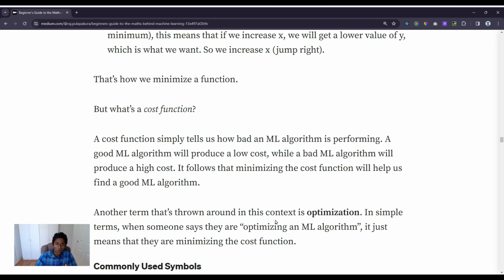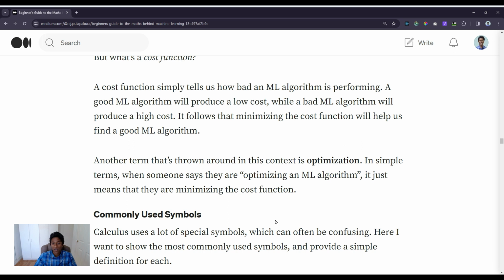Now you might be asking, what's a cost function? Well, a cost function simply tells us how bad a machine learning algorithm is performing. A good ML algorithm will produce a low cost, while a bad ML algorithm will produce a high cost. So it makes sense that minimizing the cost function will help us find a good machine learning algorithm. Another term that's often thrown around in this context is optimization. In simple terms, when someone says they are optimizing an ML algorithm, it just means that they are minimizing the cost function.